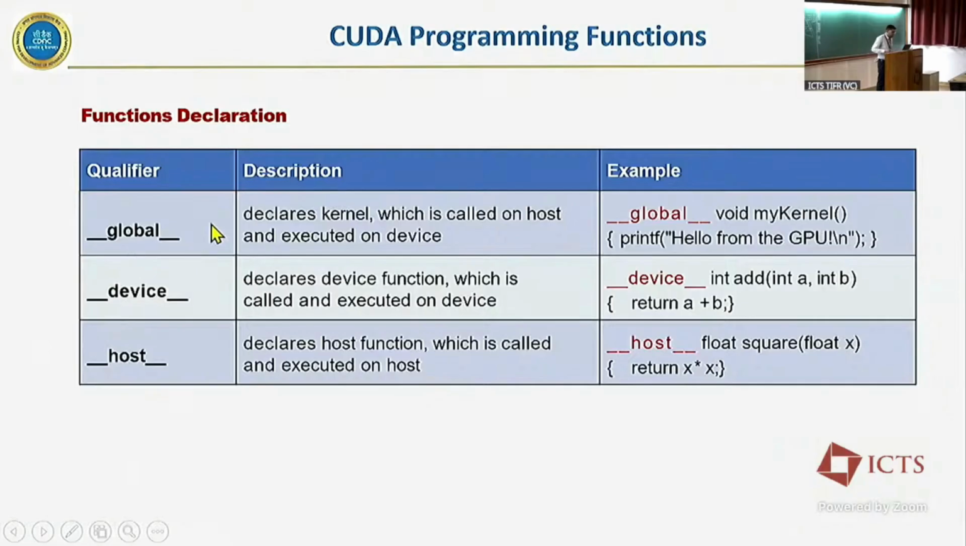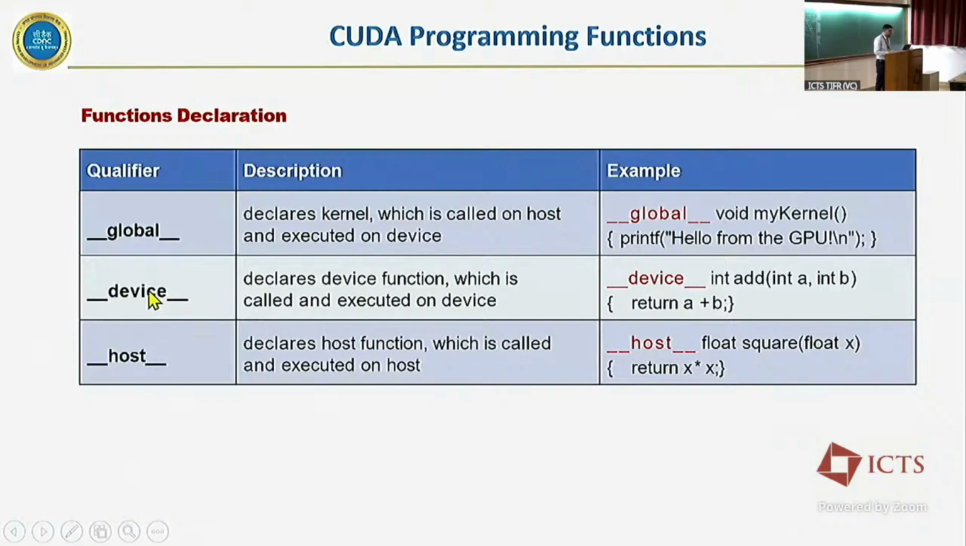What it does is declare a kernel that is called on the host and executed on the device. First we initialize the memory on the CPU, then we transfer it onto the GPU. This work can be done by the __global__ qualifier, right? Whatever function you have to offload on the GPU, you can write using this syntax: __global__ void my kernel and the task that you want to perform.